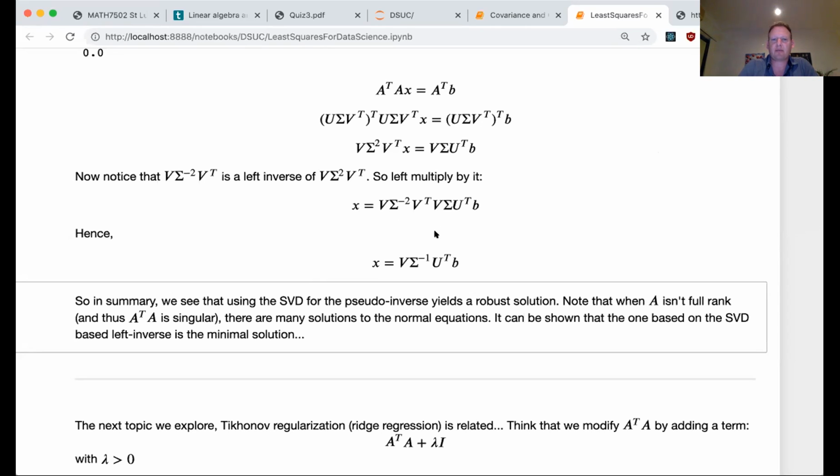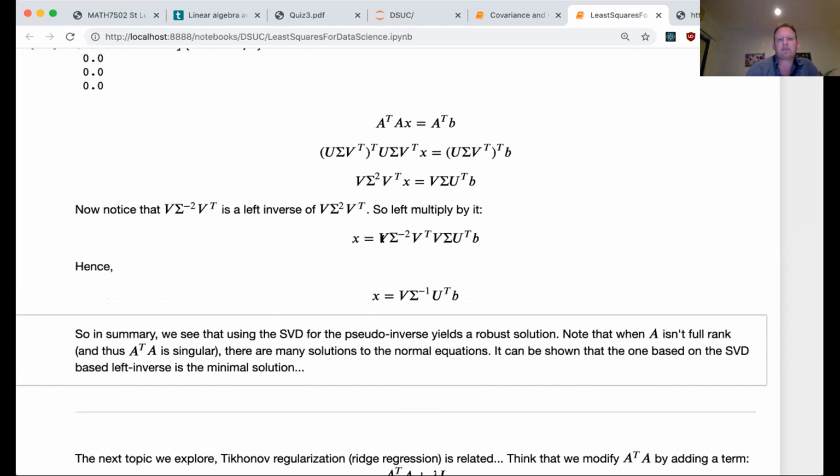I hope that helps. So here we're using SVD for a different purpose. We're using SVD simply because it's a decomposition that always gives us a pseudo inverse. At least that's another use of SVD. Okay, hope that helps.